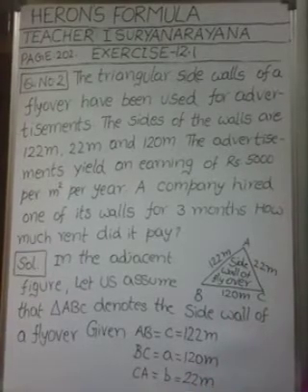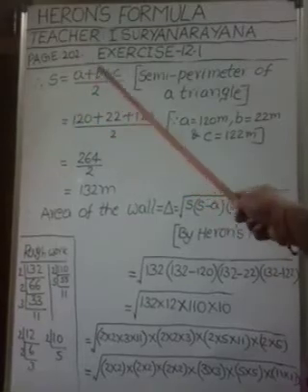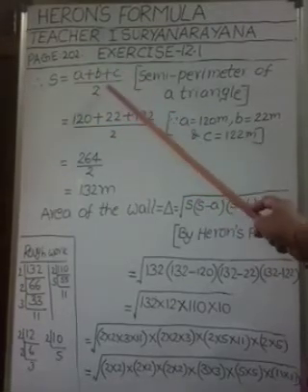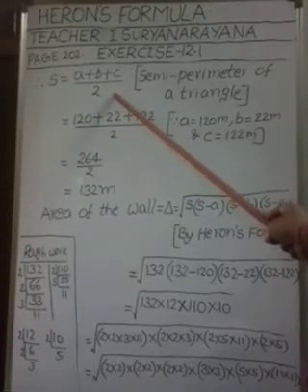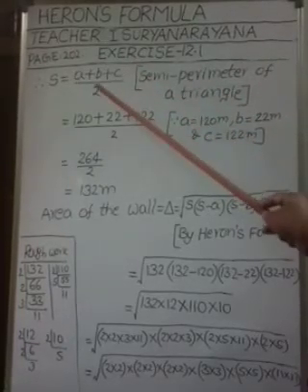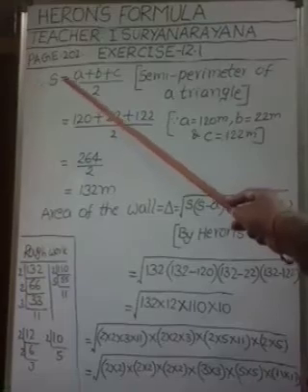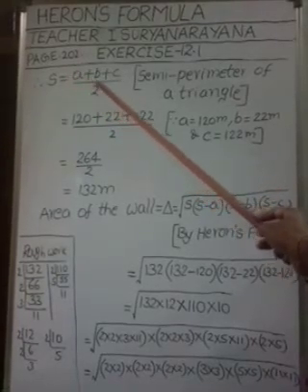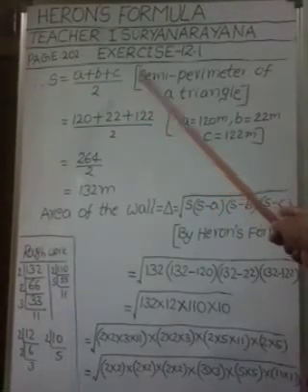Right. Therefore, S is equal to (A plus B plus C) by 2. What is this formula, my dear children? Yes, semi-perimeter of a triangle. This small letter S is said to be the semi-perimeter of a triangle. Remember this point, my dear children?